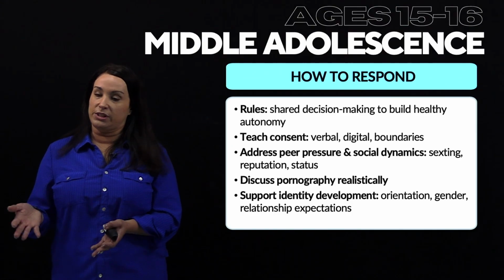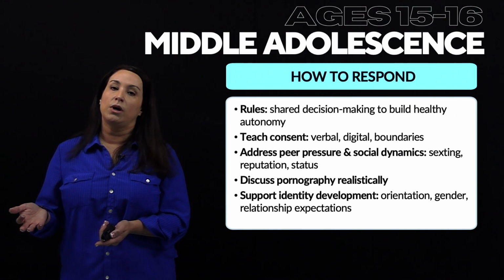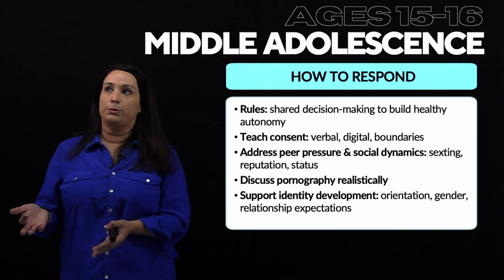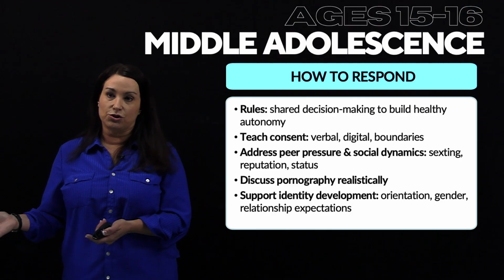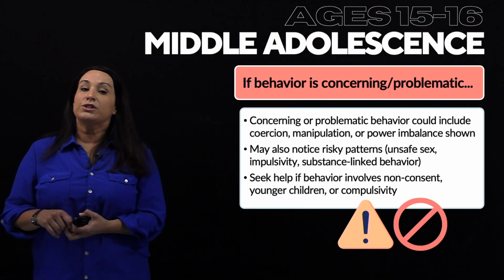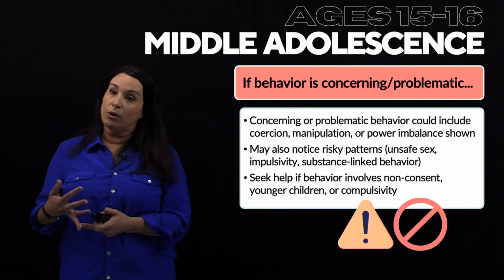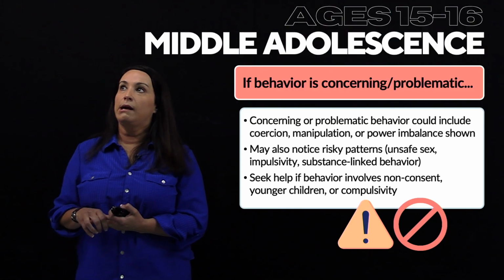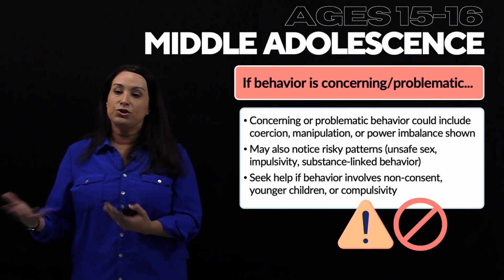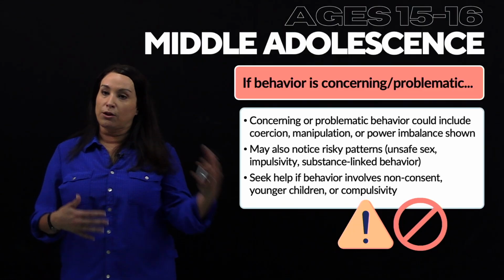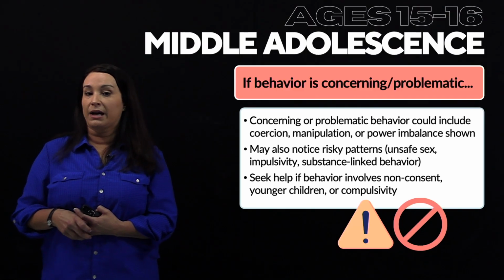So their sexual orientation, gender, their relationship expectations as well. Keeping in mind that you're really wanting to instill what is a healthy relationship and what is an abusive, controlling relationship. So if behavior is concerning or problematic, that could be coercion, manipulation, or power imbalance. That would be something like a gym teacher and a student, a coach and a student, someone who has authority over that child. You may also notice risky patterns.